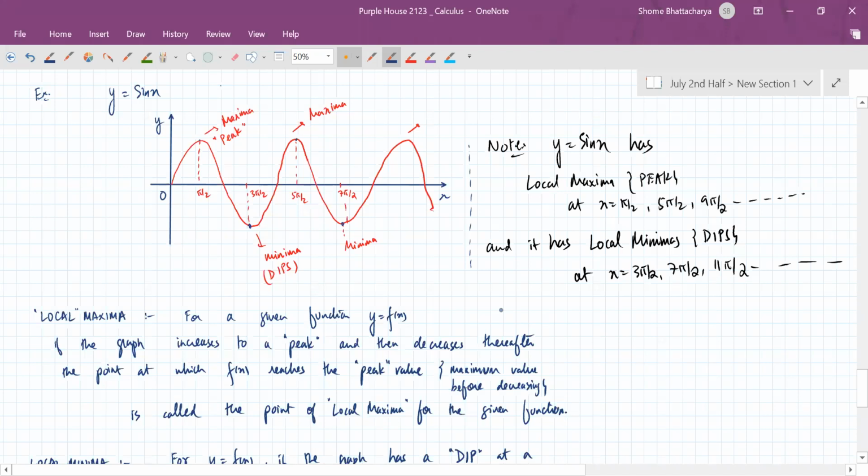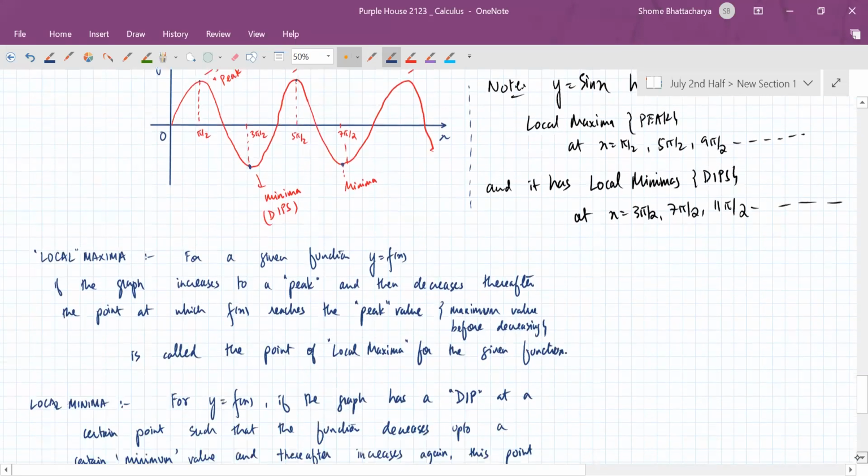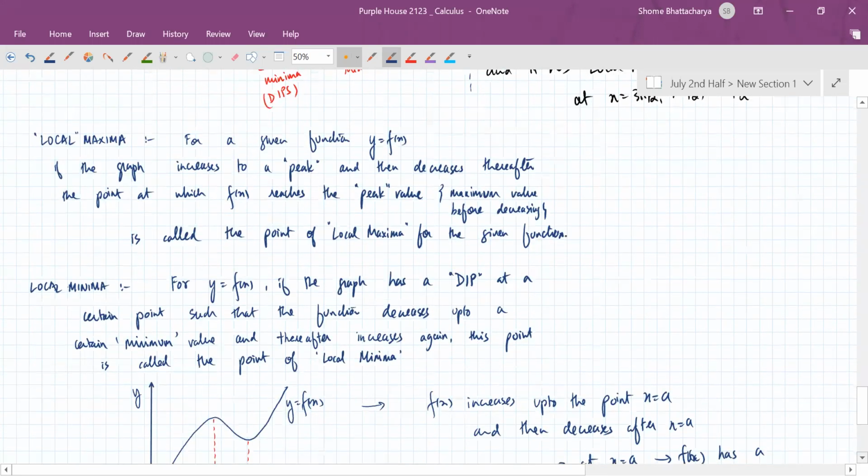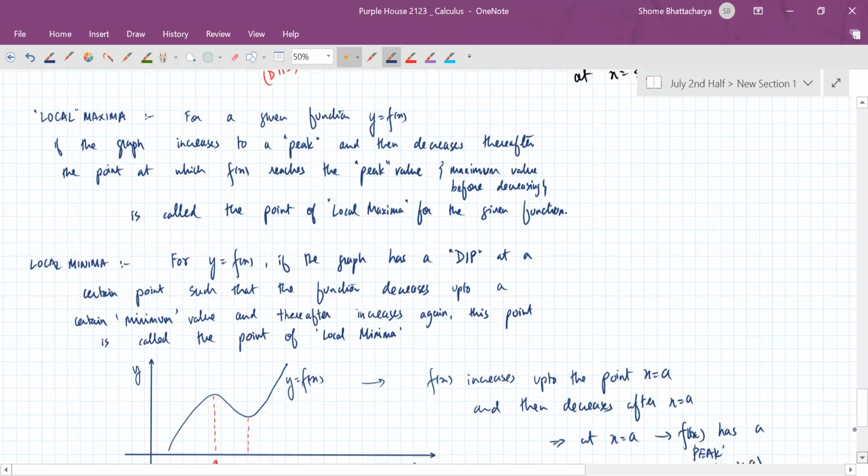Okay, so later we'll see another term called global maxima and global minima also. But right now we will only concentrate on local maxima and minima.